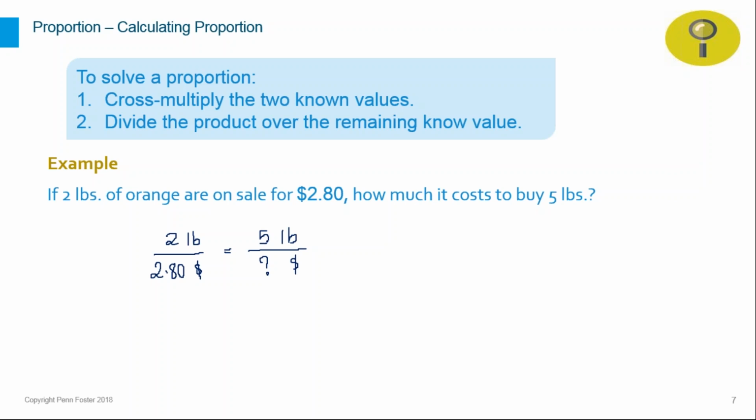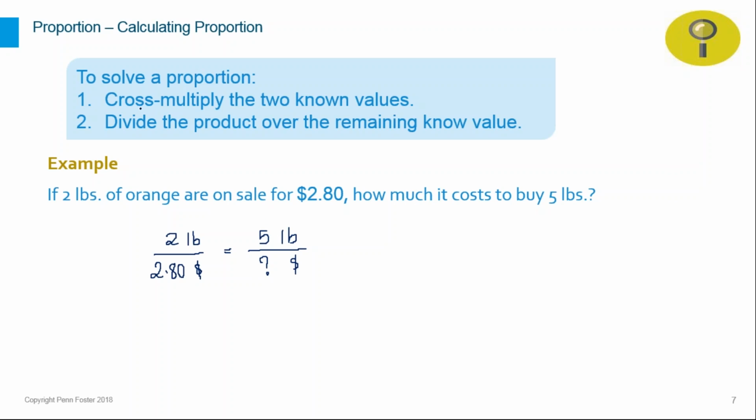Now, I did set up the proportion. How do I solve the proportion? When I say solve the proportion, I mean find the unknown value. What is the cost of 5 pounds of orange? I do it my way. You can figure out another way, but I like the one-step way I'm going to show you right now. And I have it listed there.